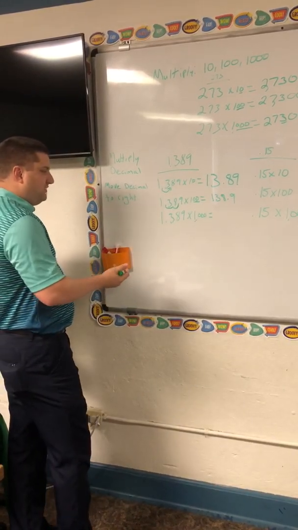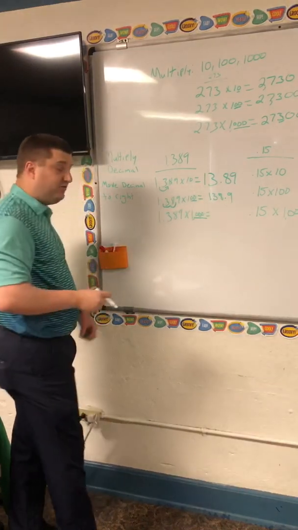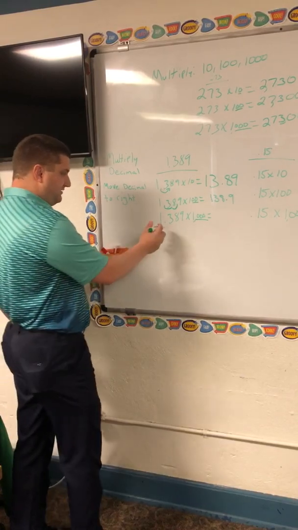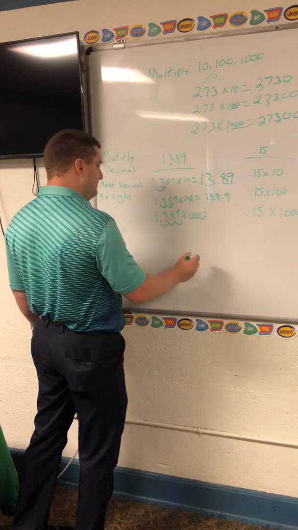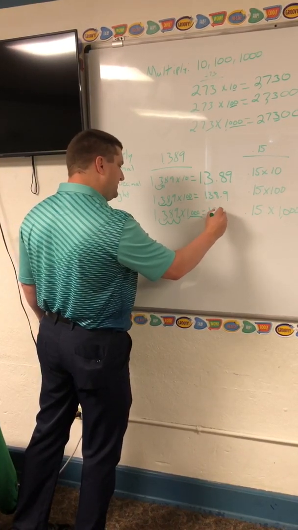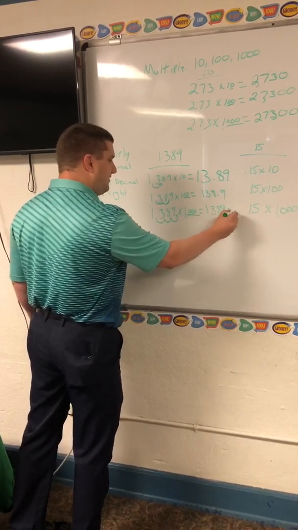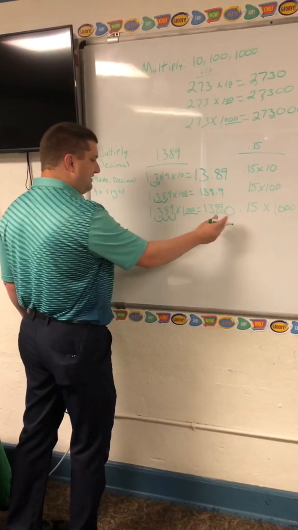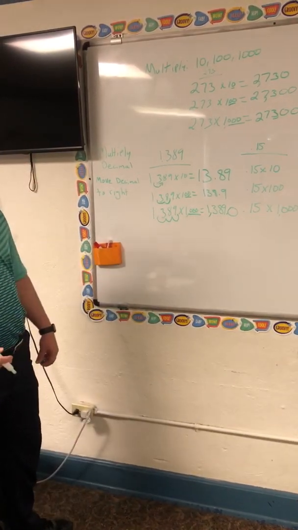And then the last one is by 1,000. 3 zeros means you move your decimal 3 times. So 1, 2, 3. So now your answer is 1389 decimal 0. Or if you don't do the 0, you can get rid of the 0 and it'll just be 1,389. Either way is fine.